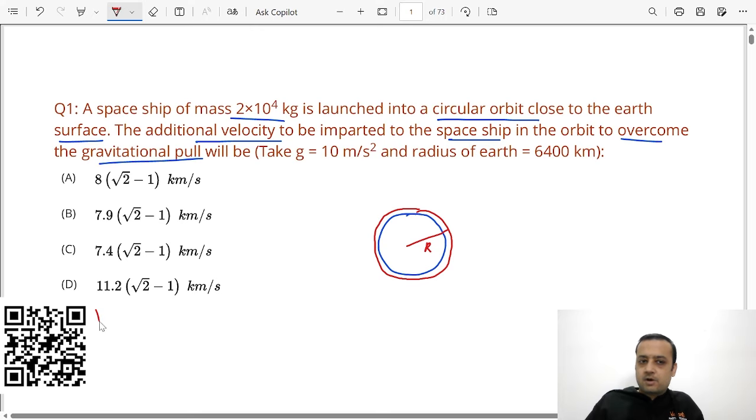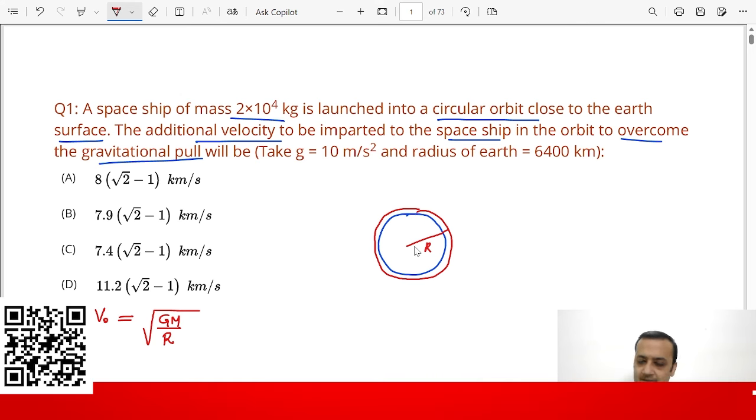So we know what the orbital velocity is. The orbital velocity formula is root of GM by the radius of the orbit, which in this case is equal to the radius of the Earth, because as I said, the orbit is very, very close to the Earth's surface. All right. Now, what do we want?